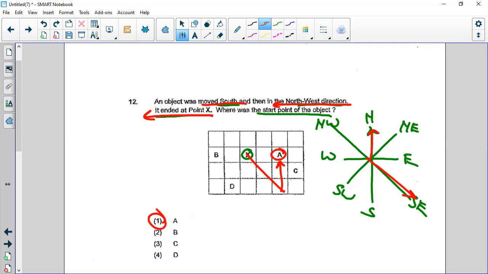And how do you double check to see whether you're correct? Then you just check. You go south, and then you move northwest and enter at where? Point X. Yeah, that's how you double check. So what's the lesson here? Moving backwards. You have to work backwards using the 8-point compass. Okay, all right, let's go to number 13.